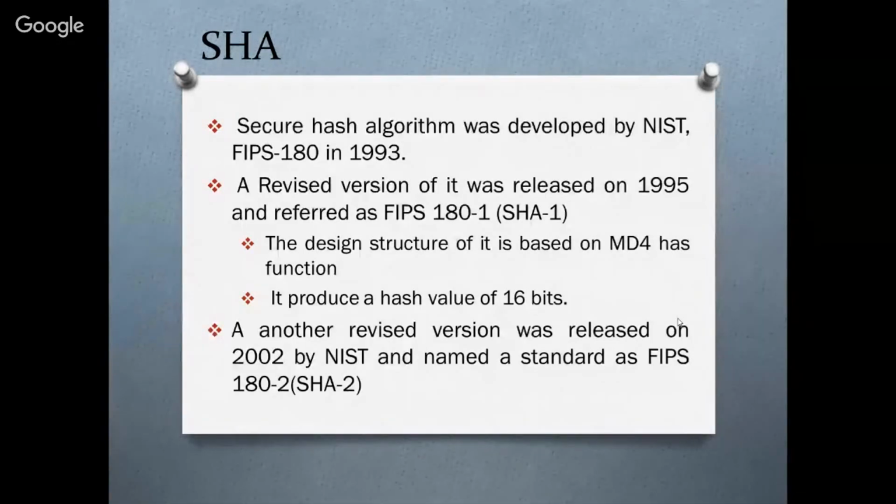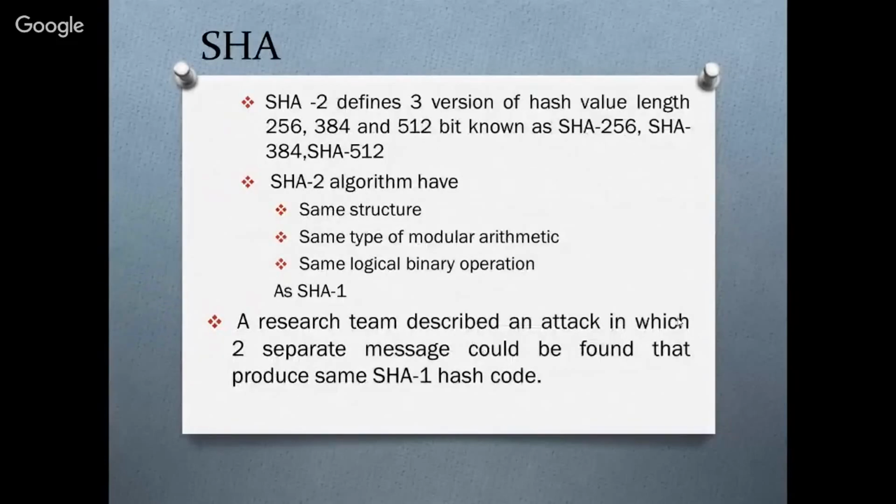So SHA-2 defines three versions of hash value length, which are 256, 384, and 512 bit, known as the SHA-256, SHA-384, and SHA-512 algorithms. This SHA-2 algorithm has the same structure, the same type of modular arithmetic operations, and the same logical binary operations as we have with SHA-1. There is not a lot of difference between SHA-1 and SHA-2. They have the same structure and arithmetic modular operations, but with higher advancement of the key function and the security part given in SHA-2.